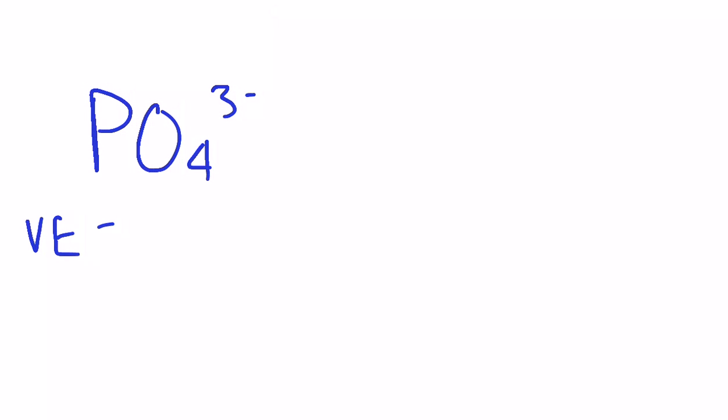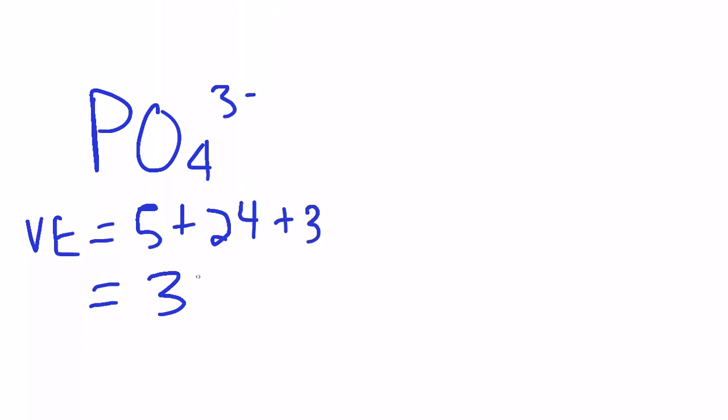there are 24 electrons from oxygen plus another 3 electrons. So we have a total of 32 valence electrons. So we'll put phosphorus as our central atom.